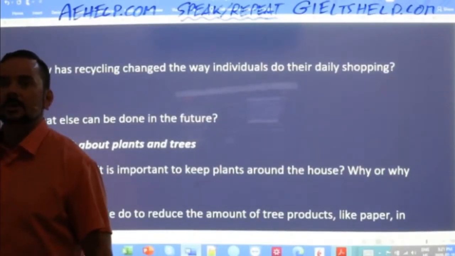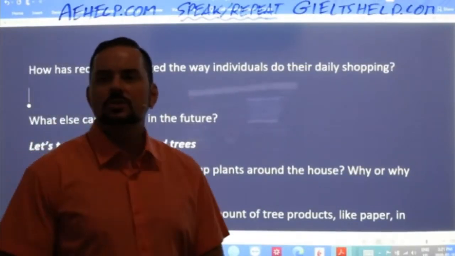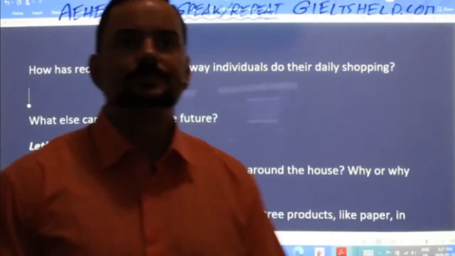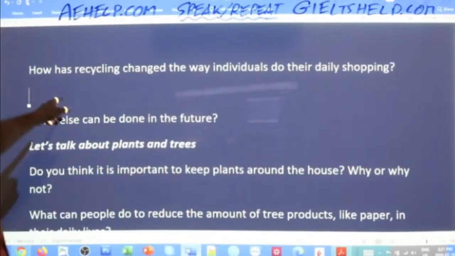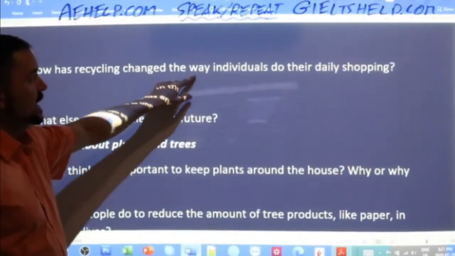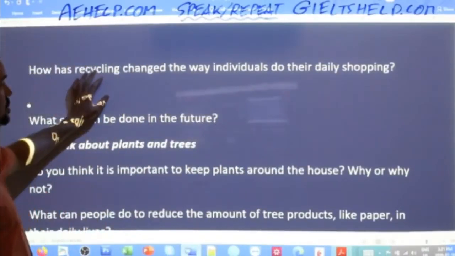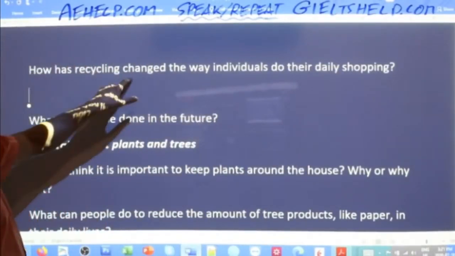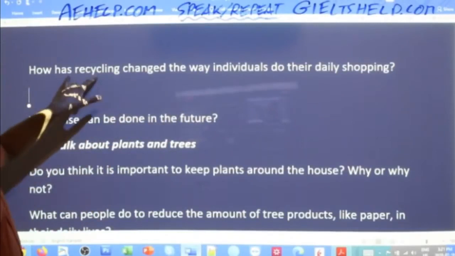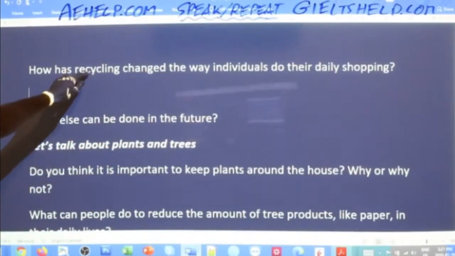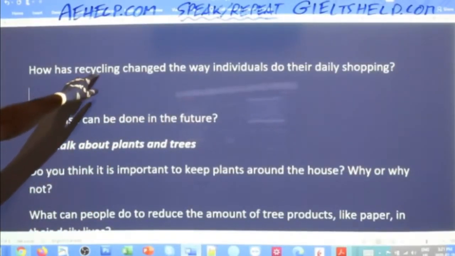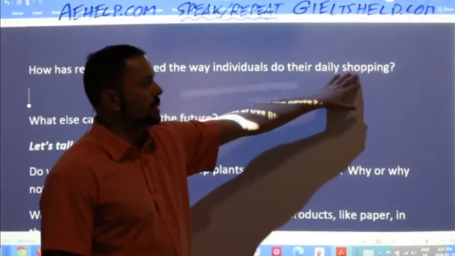Okay. Real Diamond says, in my opinion, the strategy of recycling will change. The question is, how has recycling changed the way individuals do their daily shopping? Not how has recycling changed, students, but how has recycling changed the way? In this kind of sentence structure, recycling is active and recycling is changing shopping habits.